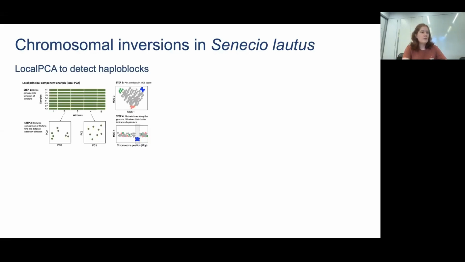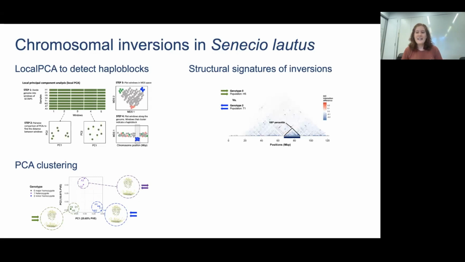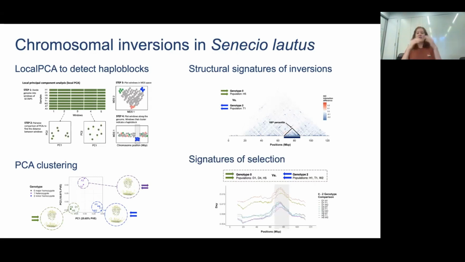She's using Hi-C data to confirm these structural arrangements in the genome. And then she's also looking for signatures of selection in the genome. So this is things like FST, DXY, nucleotide diversity. And she's asking whether these inverted regions show signatures of selection. So are they under adaptation in the system?